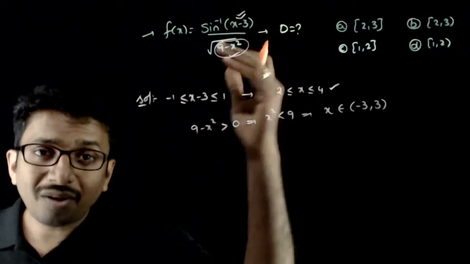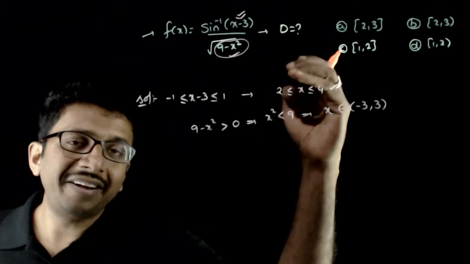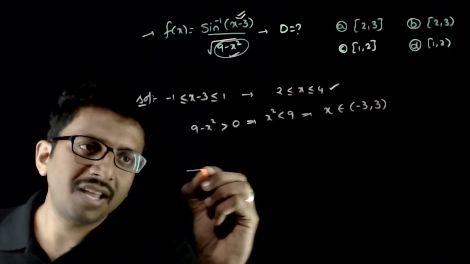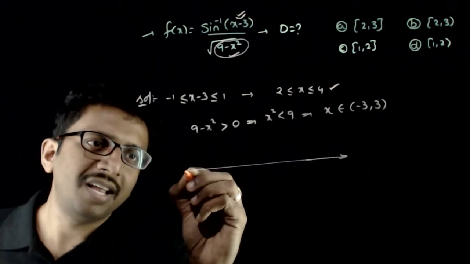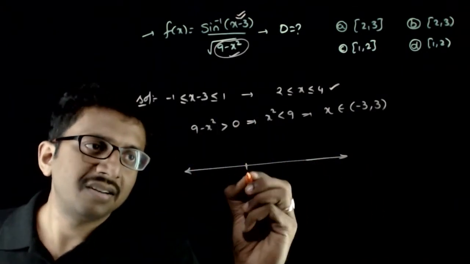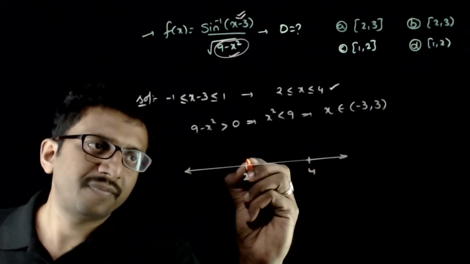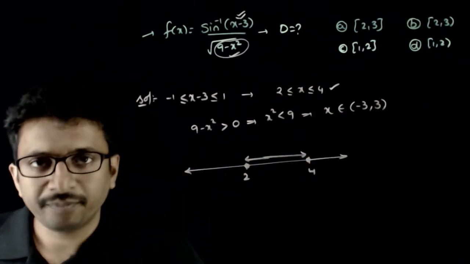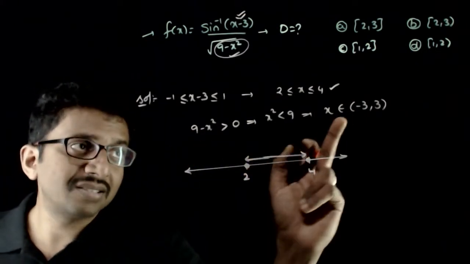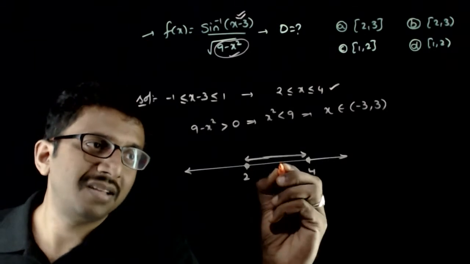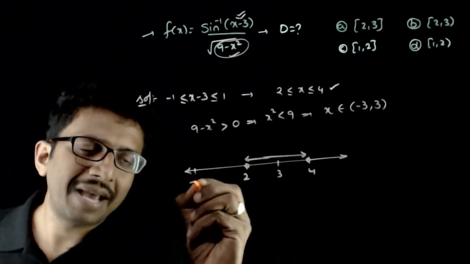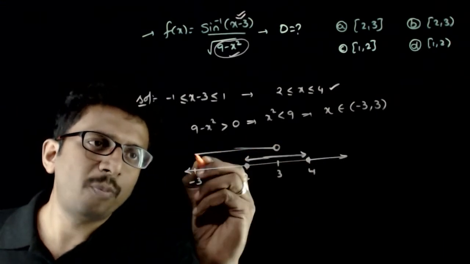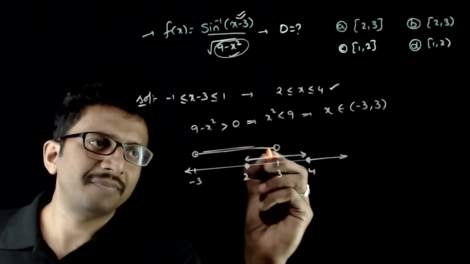Now for both of them to be defined, my x should be in the intersection of these two. This has to happen and this has to happen. So now if you draw the real number line, one answer is 2 to 4. My x has to belong to closed 2 to 4. Now the second interval is x has to belong to minus 3 to plus 3. So 3 lies somewhere in between, and minus 3 lies on this side. So the interval is open minus 3 to plus 3.